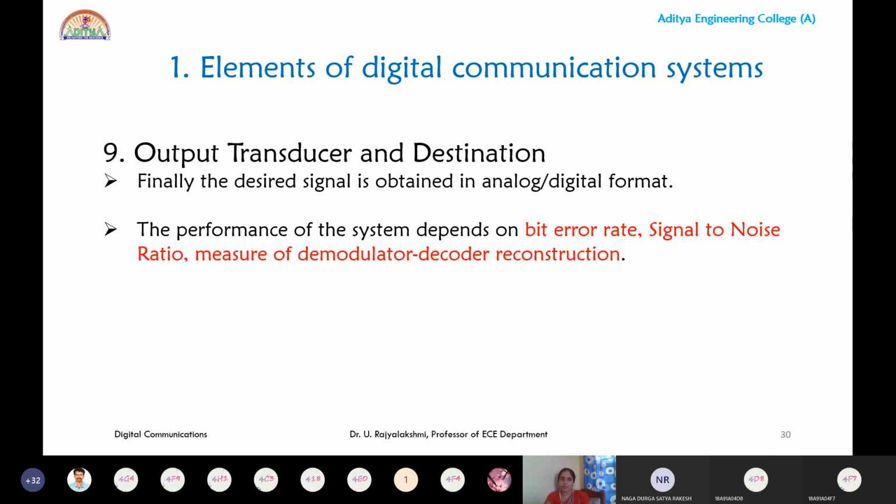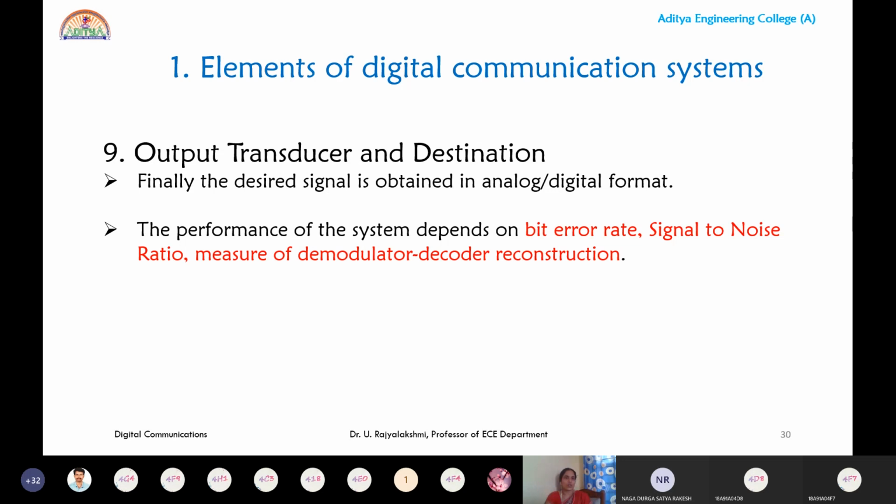If the bit errors are low, then obviously it gives optimum performance. Similarly, the system should possess high SNR, and the demodulator and decoder reconstruction should also be good. Only then can you say the performance of the digital communication system is good. So this is about the elements of digital communication system which we discussed in the last class.